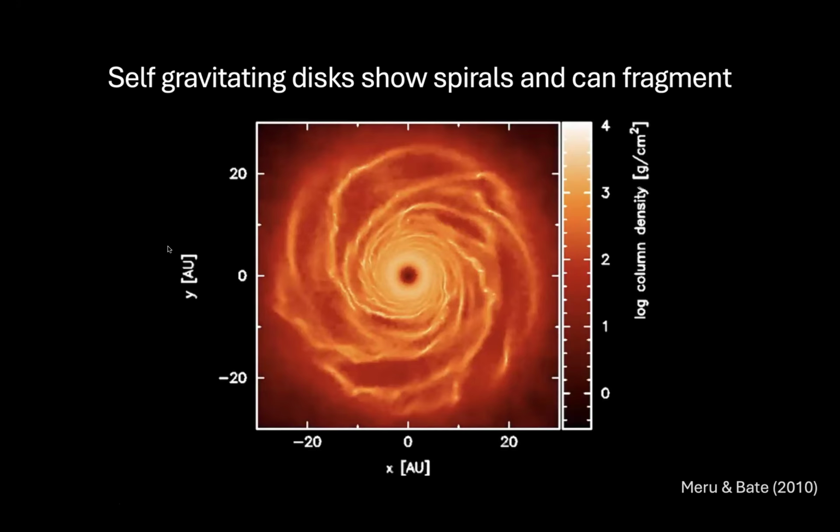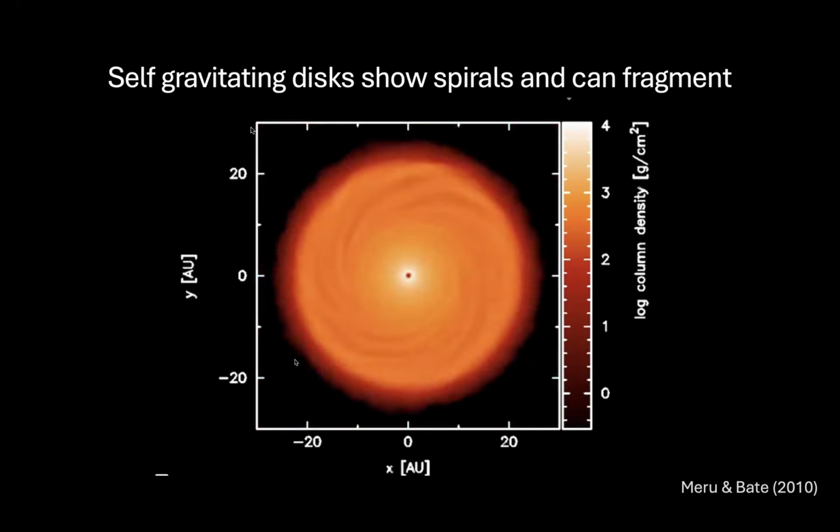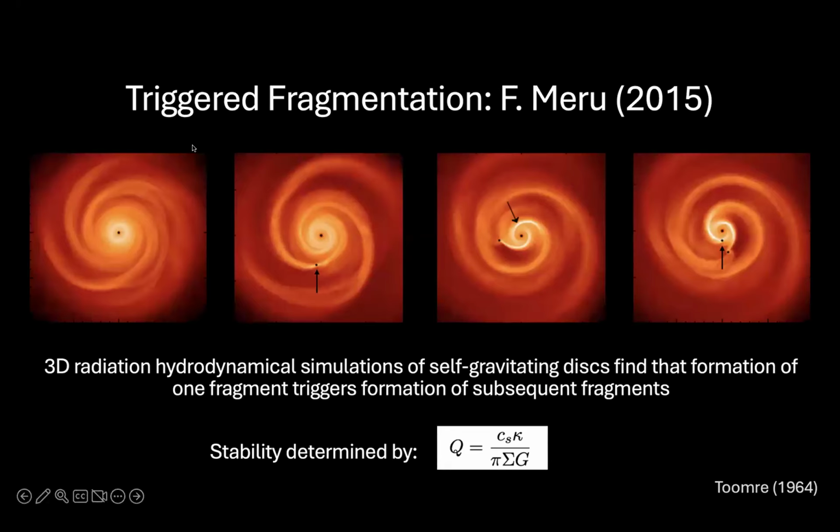There will be opacity, the stellar radiation, and several other parameters to see under what conditions a fragment forms. And following that, a study in 2015 did these simulations, where she showed that the formation of the first fragment leads to the formation of more fragments in a disk.